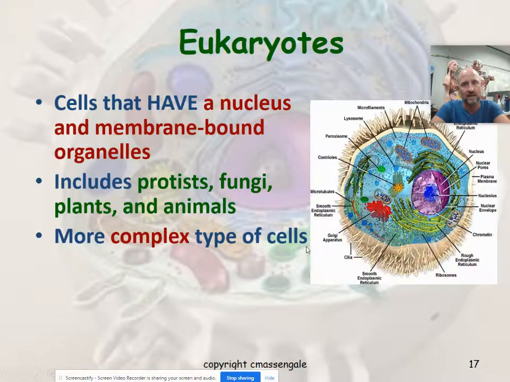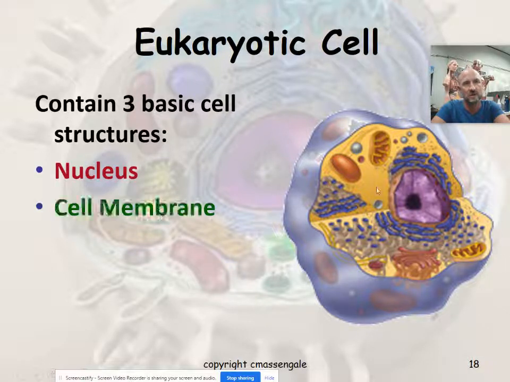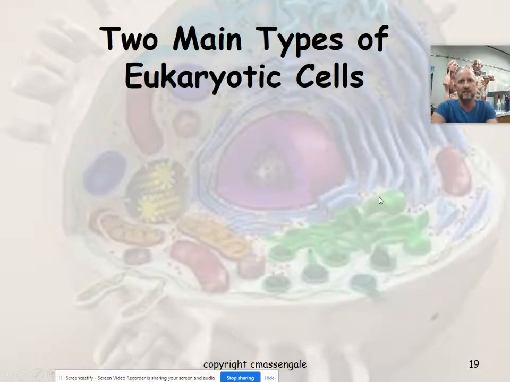They are the more complex type of cells. Okay? So every eukaryotic cell has three basic structures: a nucleus, a cell membrane, that's the part on the outside of it, and cytoplasm with organelles inside of it. That is a eukaryotic cell.